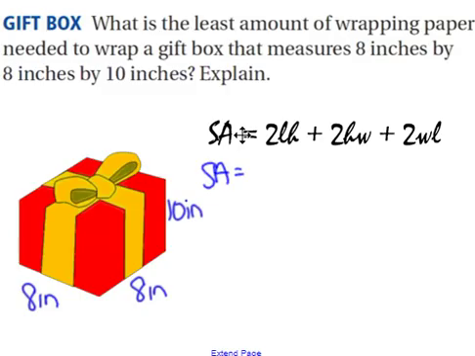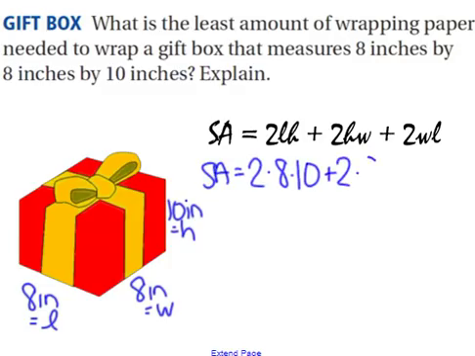We have 10 as the height, and then 8 can be both the length and the width. So 2 times the length times the height plus 2 times the length times the width plus 2 times, oops, sorry, that was height, and then 2 times the width times the length.